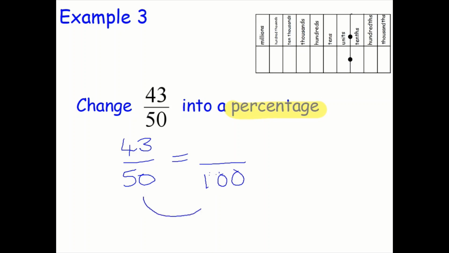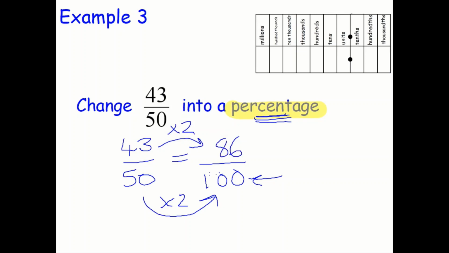Well, you look at this number on the bottom and you say, well, what have I multiplied that by to get 100? Because the reason why I put this out of 100 is because percentage means out of 100. So 50 has been multiplied by 2 to get 100. So therefore, I must do the same to the top. I must also multiply that by 2. And that gives me 86.